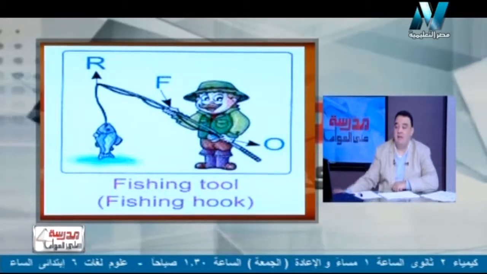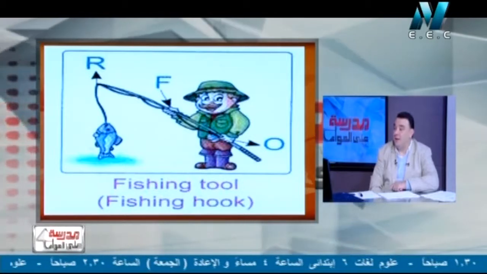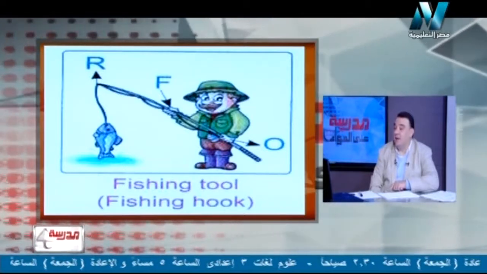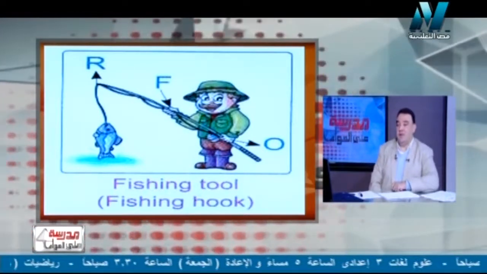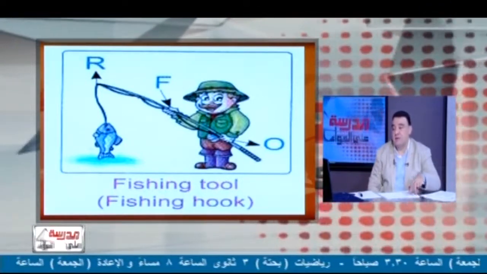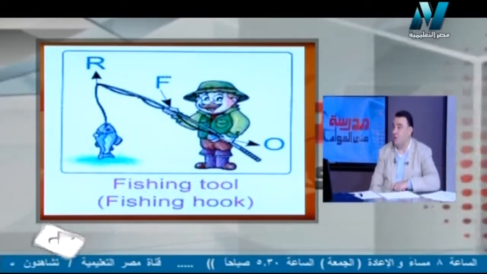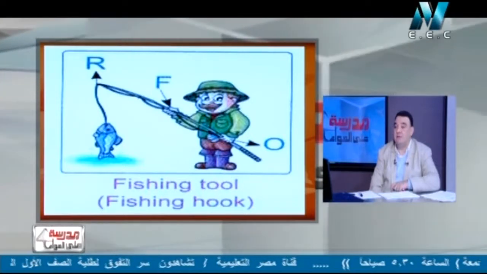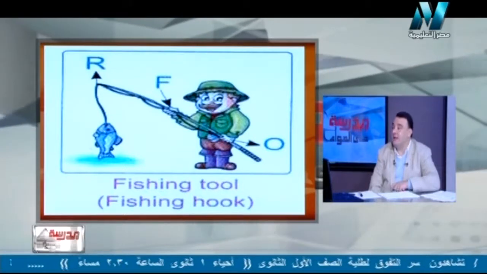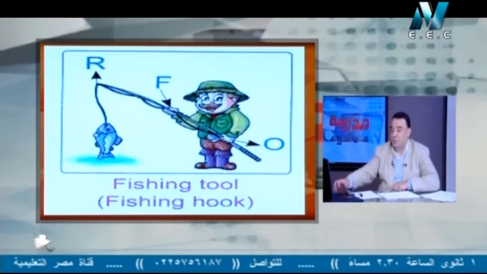Another example, the fishing tool or the fishing hook. Let us see which one is in the middle. F is in the middle between R and O. F is the place at the hand of the fisher. The hand of the person who holds the fishing tool is what we call the effort force. So it will be a third class lever. Give the reason: because it has effort force between resistance and fulcrum. It has F between R and O, so it will be a third class lever.